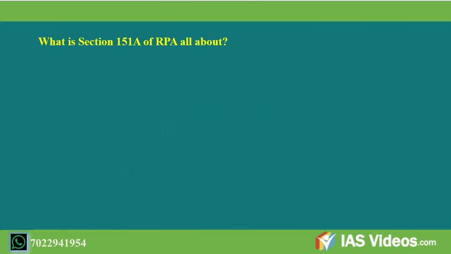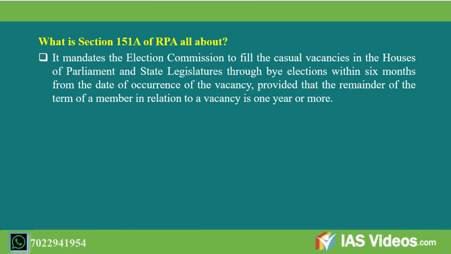What is Section 151A of the RPA all about? It mandates the Election Commission to fill the casual vacancies in the Houses of Parliament and the state legislatures through by-elections within 6 months from the date of occurrence of the vacancy, provided that the remainder of the term of a member in relation to a vacancy is 1 year or more.